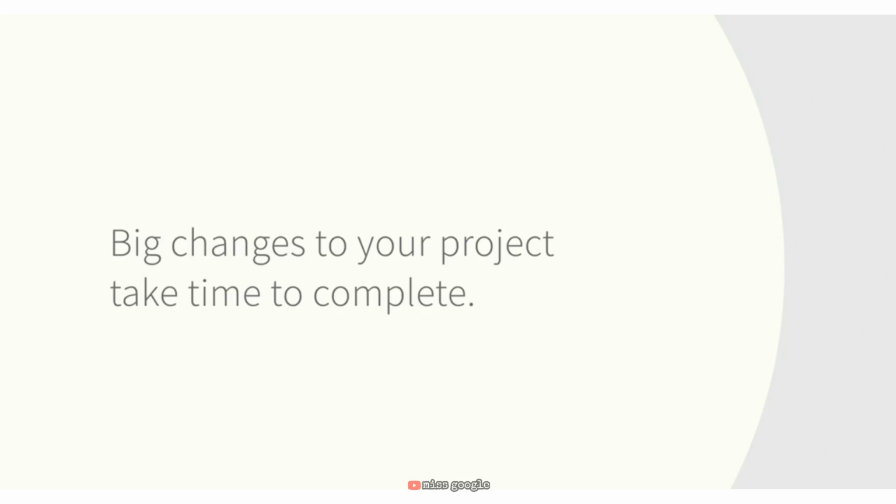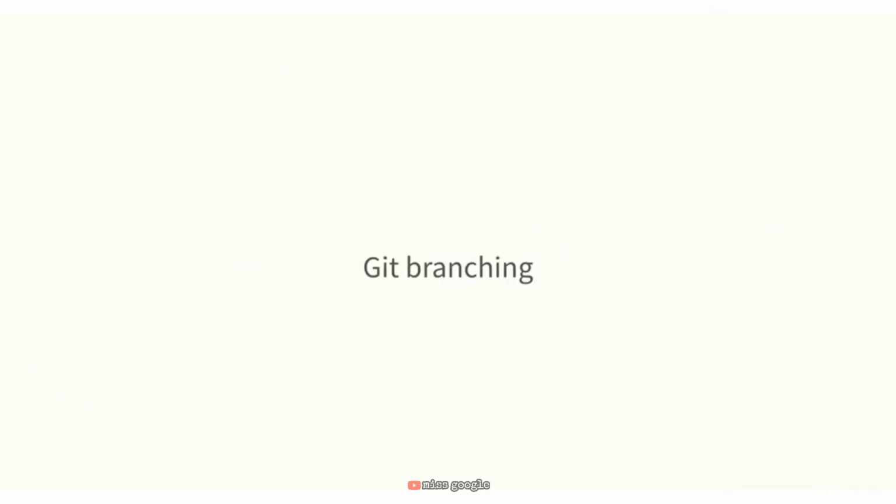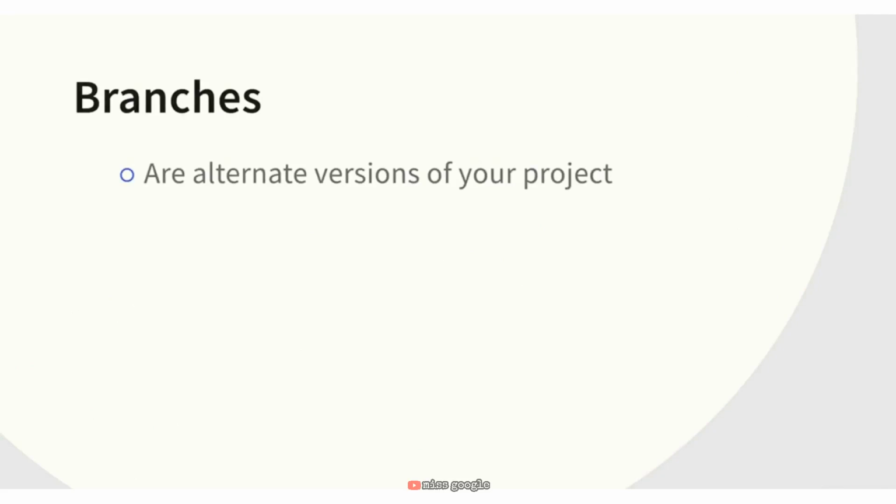And so it begs a question in a professional context of how can we have the best of both worlds? How can we keep a working version of our code at all times while also being able to break things and iterate on things? So the solution that the industry has come up with, by and large, is to rely on features like Git branching. So what's a branch?